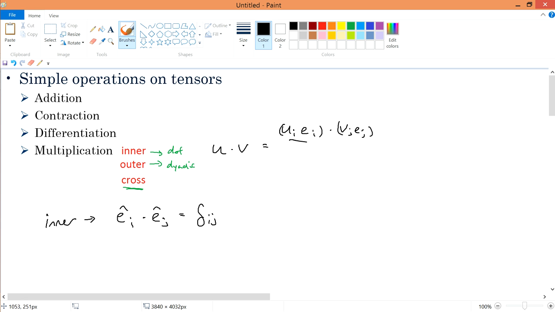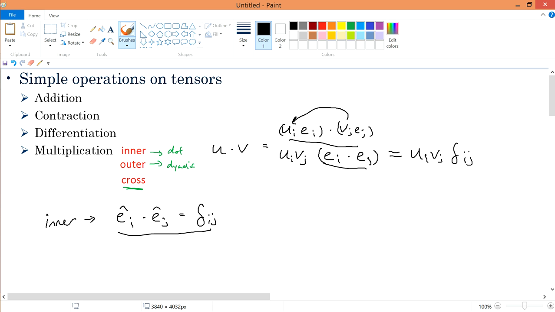The next thing is that we group all the components, or the constants, together: u_i v_j, and then we dot product the basis, and then we have u_i v_j Kronecker delta ij. This is simply using this understanding. So now you can see that the inner product, or dot product, is this. But what exactly is the inner meaning? u dot v is simply u transpose v.